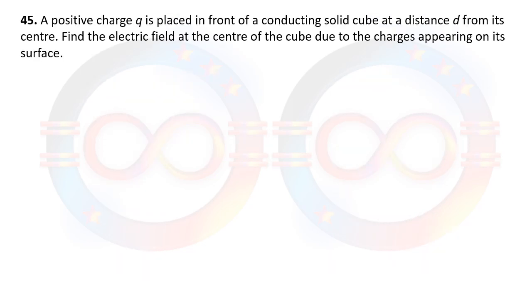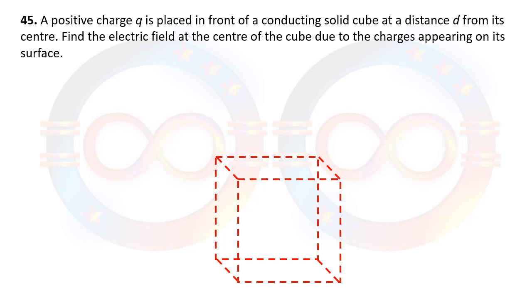The question is saying, question number 45, the positive charge q is placed in front of a conducting solid cube at a distance d from its center. Find the electric field at the center of the cube due to charges appearing on its surface. We don't know how much charge is going to appear on its surface, but we do know one thing, that if q is placed here at a distance d from its center, q is going to produce some electric field, and that is nothing but k q upon d square.